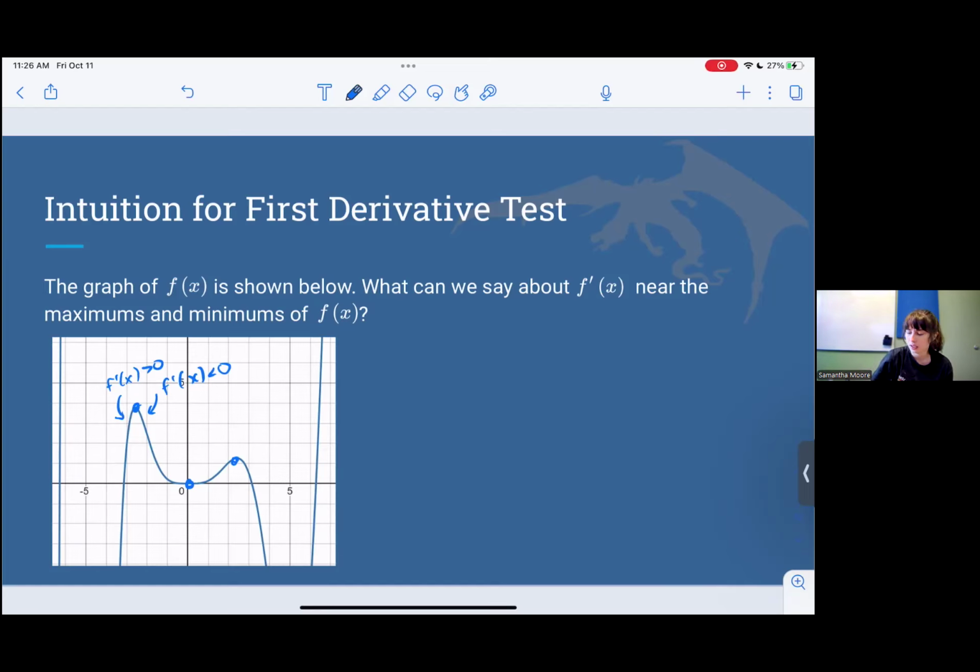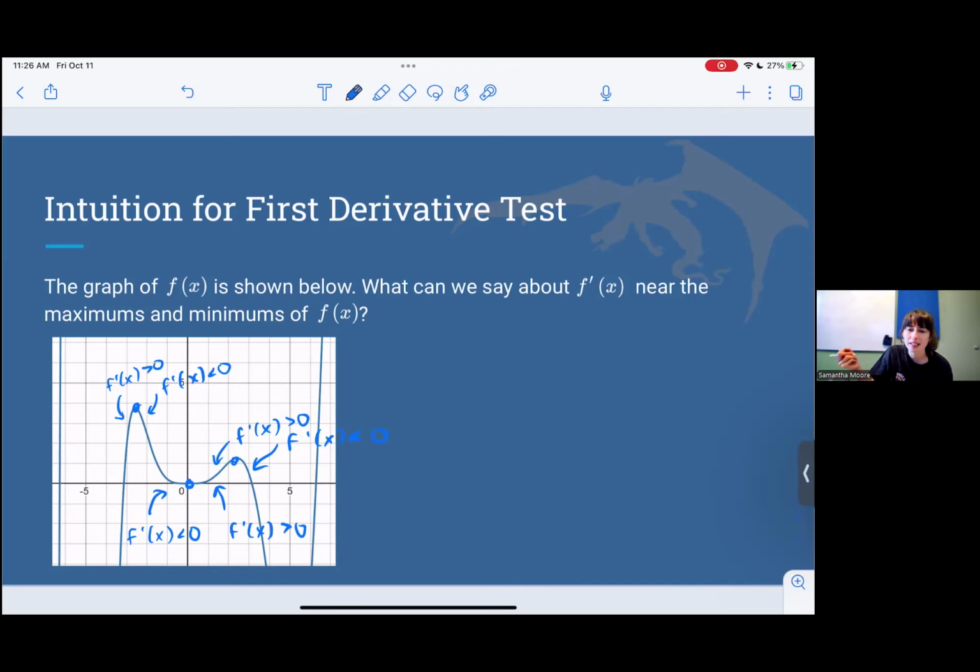Okay, cool. And then similarly, if I look at the other relative max, I actually see the exact same thing. F prime is positive because f is increasing right before the relative max, and then right after the relative max, f prime of x is negative. So I have the same pattern with the maxes, and then I'll have the flipped pattern at the min. Right before the minimum, f prime of x is going to be negative, and right after the minimum, f prime of x is going to be positive.